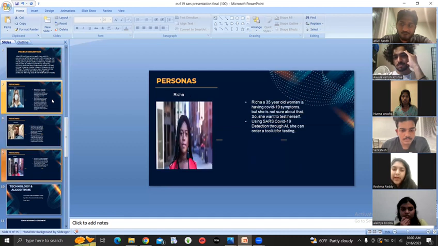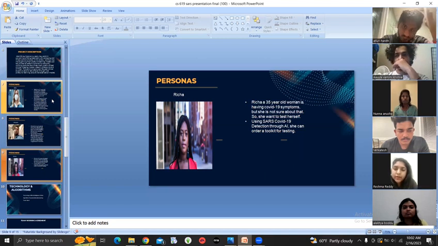Here we do have the third example. Richa, a 35-year-old woman, is having COVID-19 symptoms, but she's not sure about that. So she wants to test herself. Using SARS COVID-19 detection through AI, she can order a test kit for testing. Thank you.